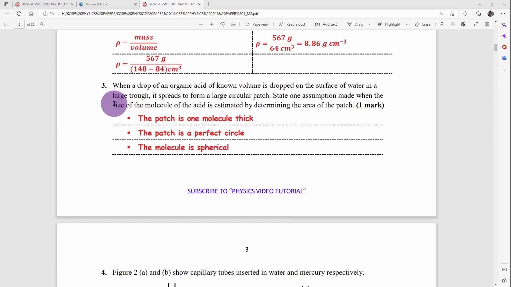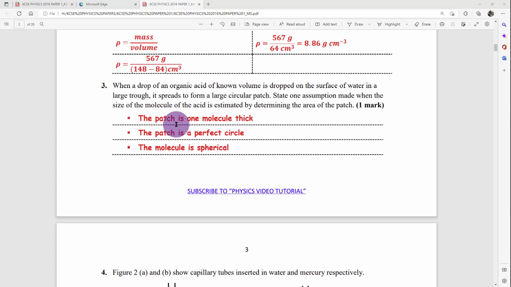Question 3 is on the oil drop experiment. When a drop of an organic acid of known volume is dropped on the surface of water in a large trough, it spreads to form a large circular patch. State one assumption made when the size of the molecule of the acid is estimated by determining the area of the patch. So we are just required to state one assumption.